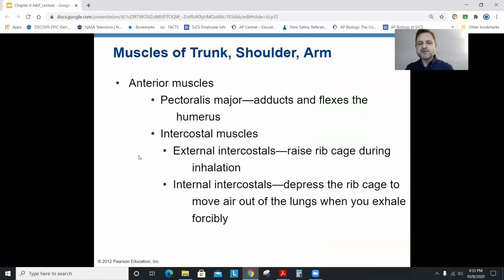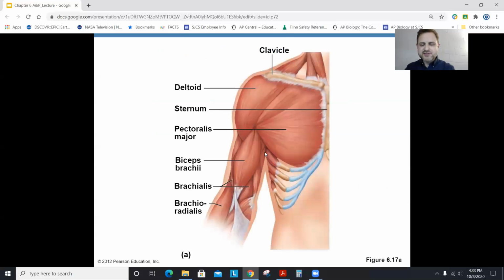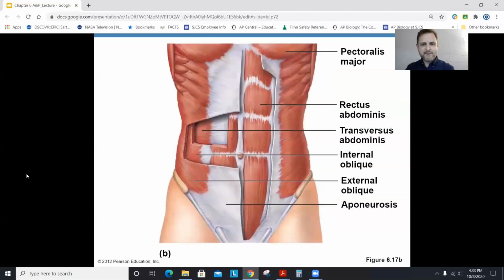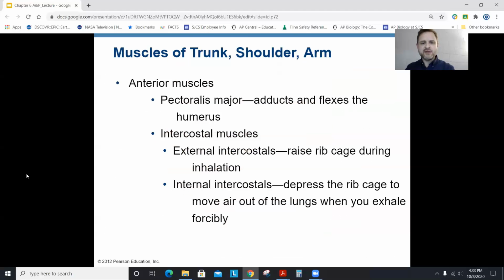So intercostal muscles, these are muscles between your ribs. These are involved in inflating and deflating your lungs. The external intercostals raise your rib cage during inhalation, and the internal intercostals depress your rib cage when you're exhaling. They're not shown much on this diagram, but you can see they're sort of here. Okay, so where were we? We did pectoralis, we did intercostals.